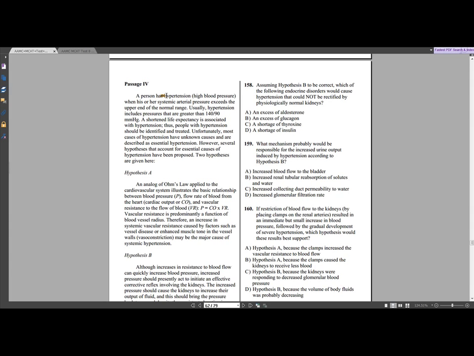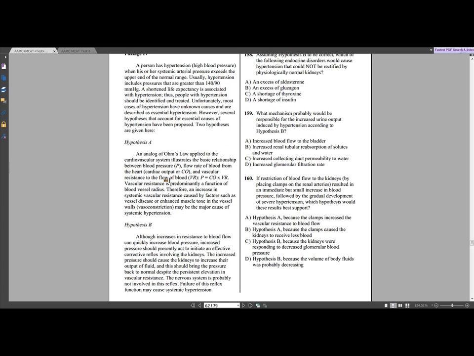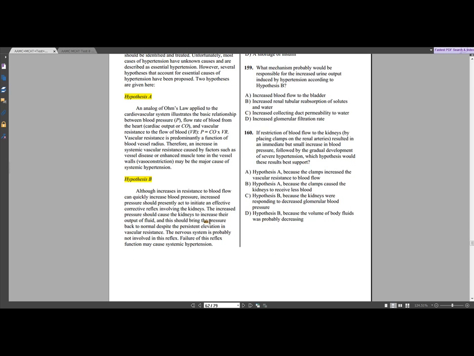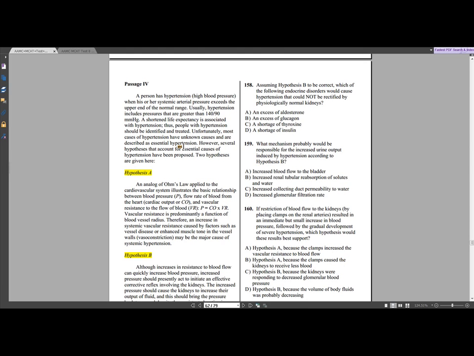Hypertension. So do I look at the questions first, or do I read the passage first? It's like what to do. Do I just go ahead and read the entire thing all at once? Is there anything I could do to make understanding A and B simpler? I'll just read it then.